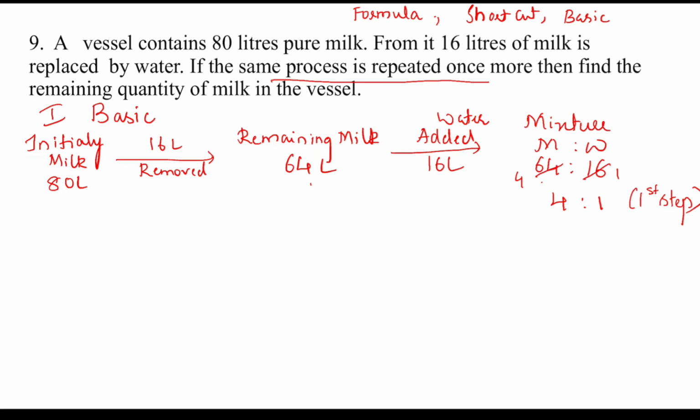Now they are saying the same process is repeated once more. So again 16 liters is removed, and the process starts from here. But this time it is the mixture that is removed, not only milk. After removing, milk and water will again be in the same ratio, that is 4:1.